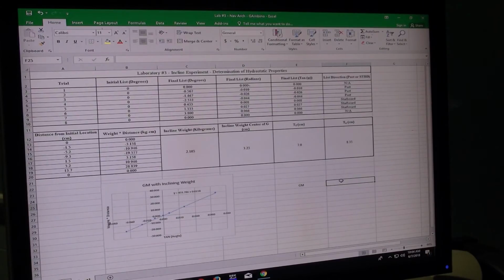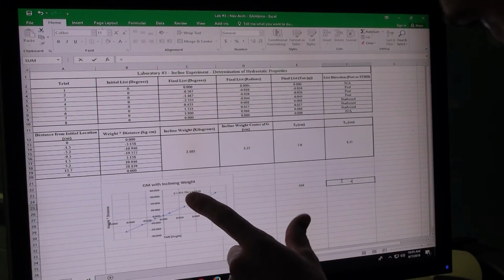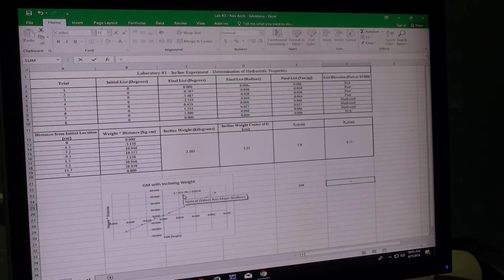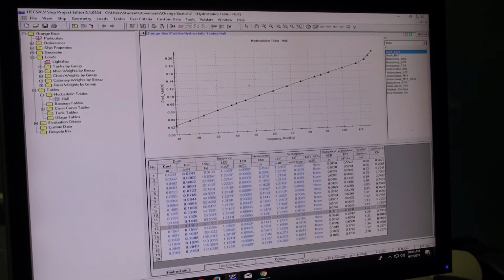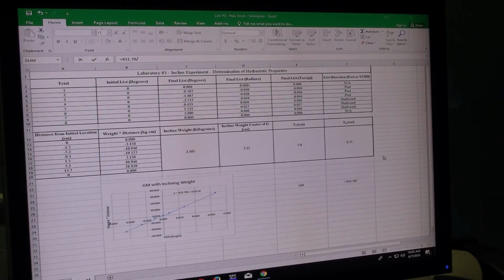So to get our GM, we're going to do this number right here, 431.78, divided by the number over here, 40.0321. And we got a GM of 10.79 centimeters. And label that GM with the incline weight.